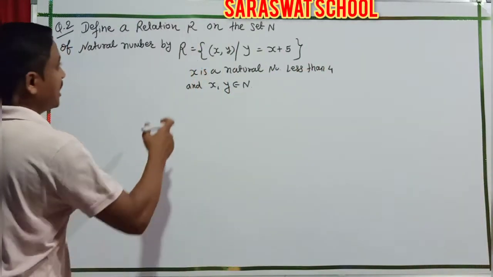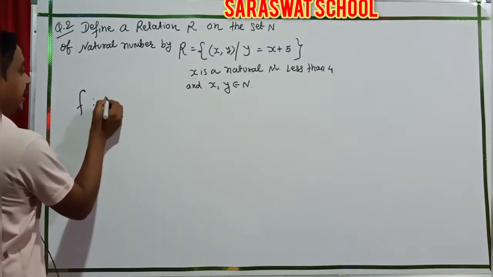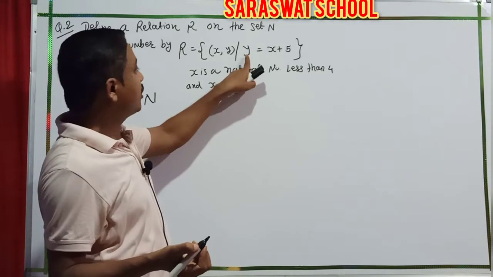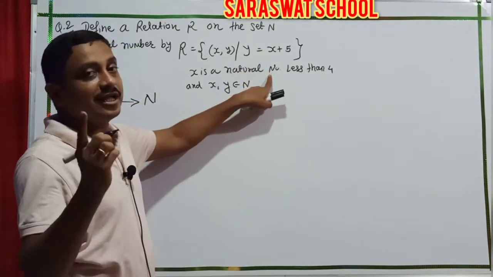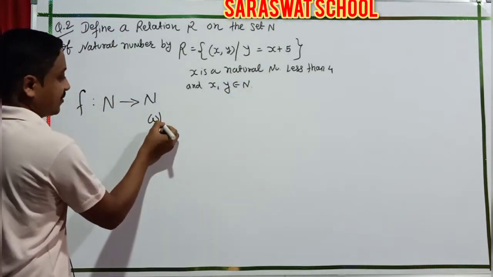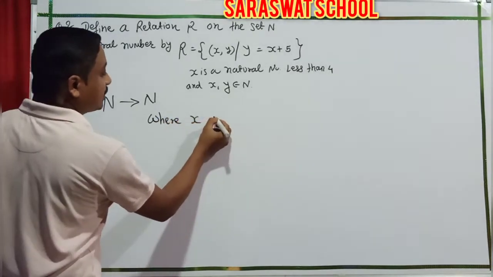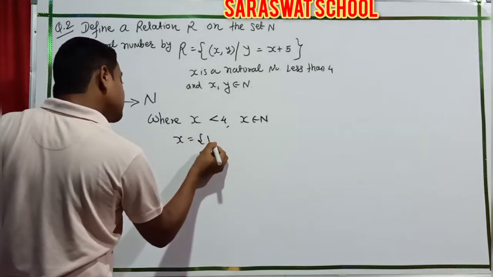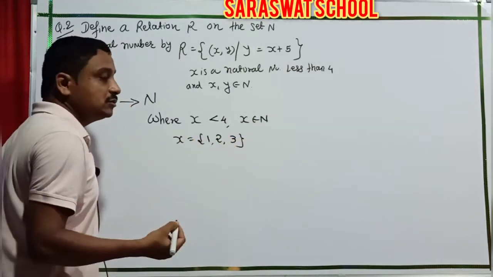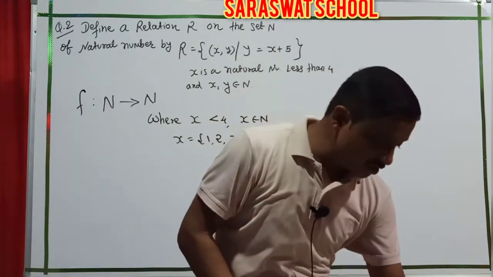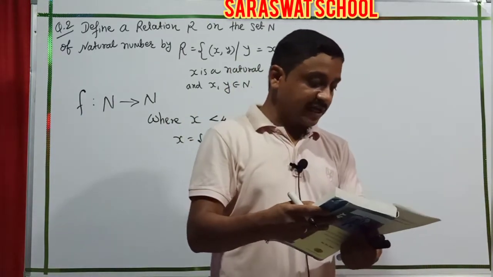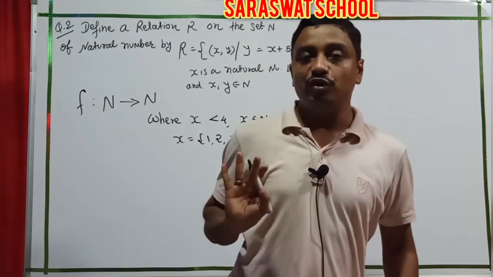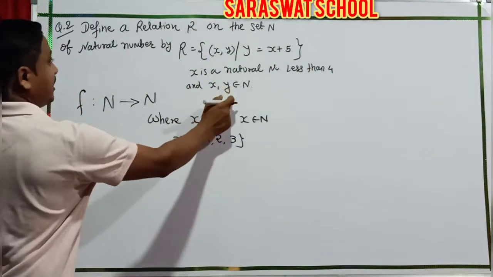So students, I define our function from N to N, only natural number to natural number. But you take x as less than 4, where x belongs to the natural numbers. So which numbers am I taking? Only 1, 2, 3. Students, I am reading the question one more time, because x is given as a natural number less than 4, not less than or equal to 4. Only less than 4, and y is any natural number.